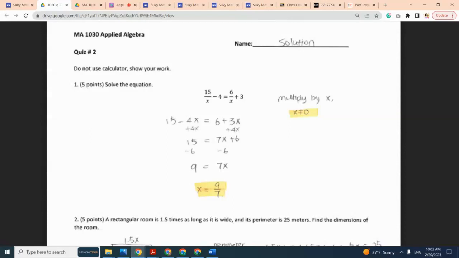Okay, the first one, we want to solve the equation. So we multiply by the LCD, but the LCD here is just x, right? If you have a rational expression, write down the LCD. And you need to write that the least common denominator is not equal to 0. And then you can multiply by the least common denominator and solve for x. And you check, oh, x is not 0. So this is the solution. Okay, this is quiz 2.